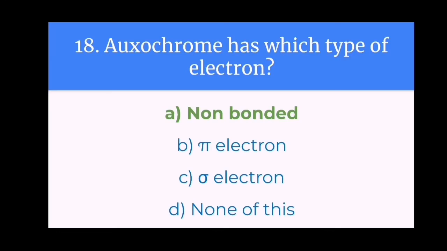Next is, Auxochrome has which type of electron? Option A. Non-bonded, B. Pi electron, C. Sigma electron, D. None of these. The correct answer is A. Non-bonded.